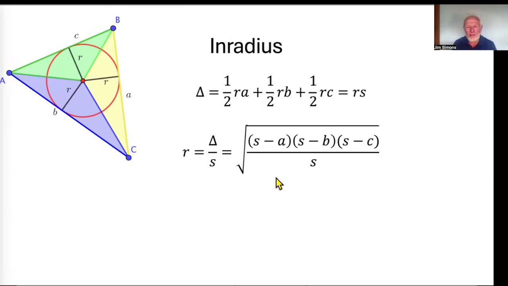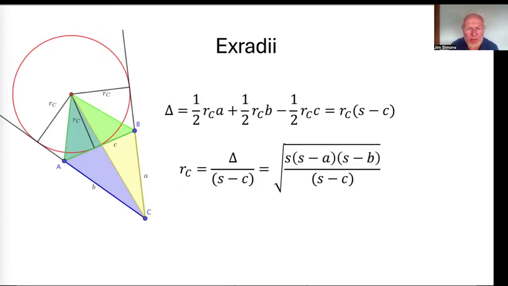That's very pretty, isn't it? It's rather like Heron's formula, but with the S slipped onto the bottom instead of the top. That's fun. Exradii are much the same, really. A little different because this time the area of the original triangle is the yellow one plus the blue one minus the green one. There we are.